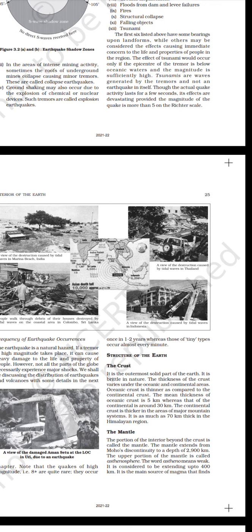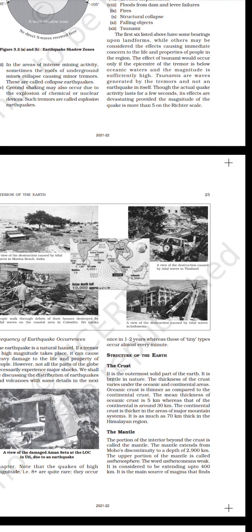Take a look at this view, a view of the destruction caused by tidal waves in Marina Beach, India. Asian death toll 10,000 approx as of 11 pm. A view of the destruction caused by tidal waves in Thailand. People walk through debris of their houses destroyed by tidal waves on the coastal area in Colombo, Sri Lanka. A view of the destruction caused by tidal waves in Indonesia. Take a look at the image. A view of the damaged Aman Setu at the lock in Uri due to an earthquake.